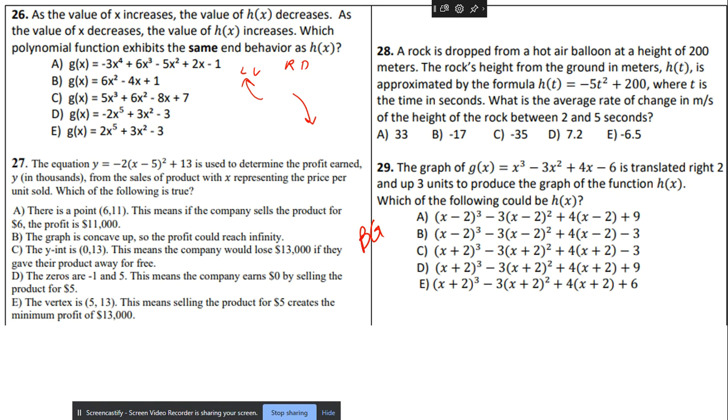Quick glance here. There is actually only one answer here for 26. You're looking for a negative odd leading coefficient.